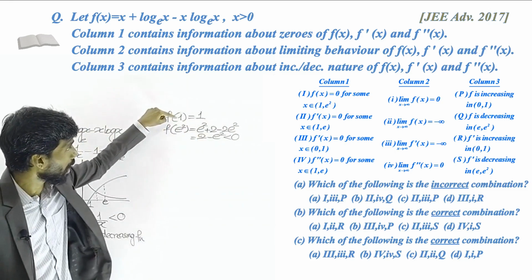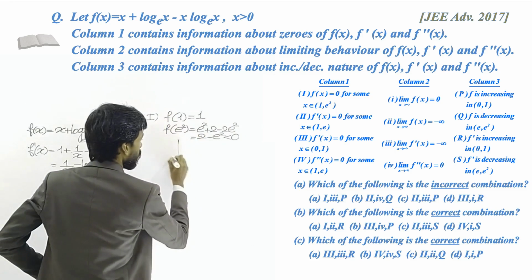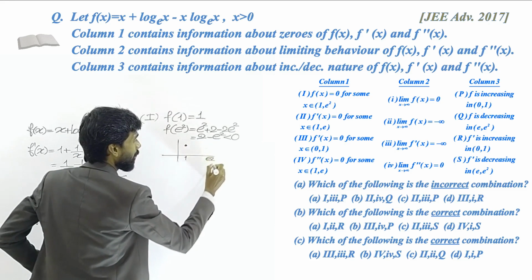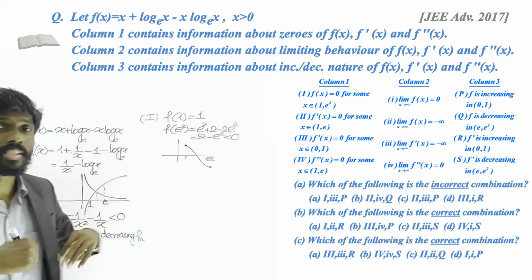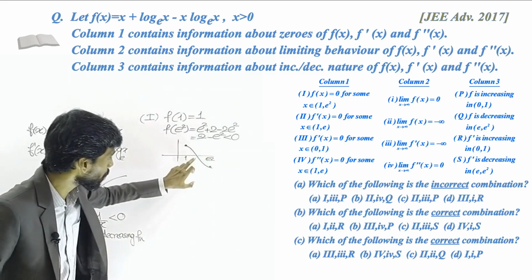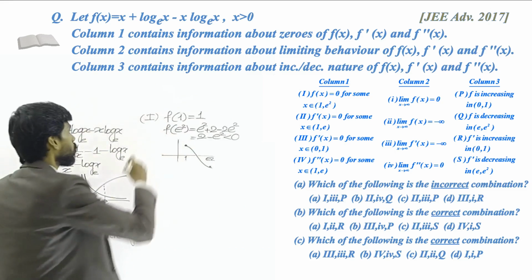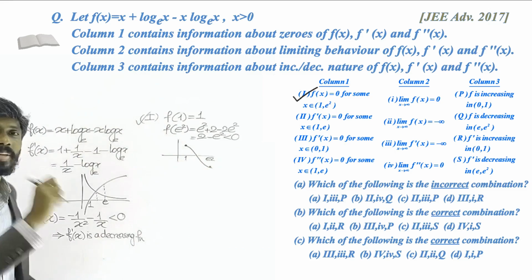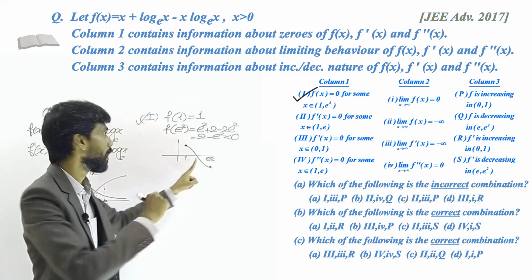Now that means at 1 it is positive, and at e² it is negative. So the graph will be something like this: at 1 a positive value, at e² a negative value. That means the graph will definitely intersect the x-axis at some point, since it is a continuous function. So there will be one point at which it becomes 0. So the first option is correct. These two have opposite signs, so there will definitely be a point where it intersects the x-axis.